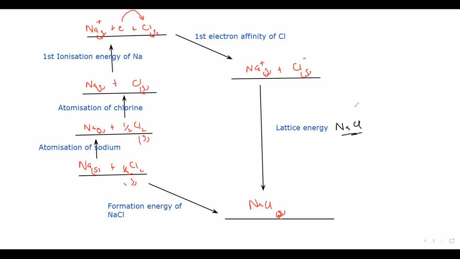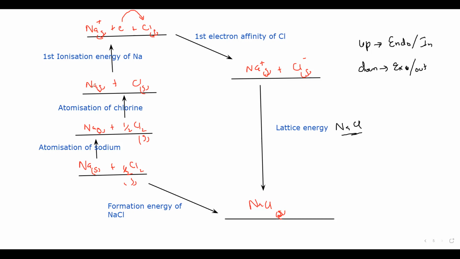As you can see, some of the arrows are pointing up, some are pointing down. What is the significance of these arrows? If arrows are pointing up, it shows that the change is endothermic, or energy is taken in. If arrows are pointing down, it means that the change is exothermic, or energy is given out. So sodium solid turned into sodium gas. We have to supply energy to convert something from solid to gas, so that's endothermic. That's why the arrow is pointing up. For chlorine, we have to convert the chlorine molecule into chlorine atoms. So we have to break the bond, that's why it is also endothermic.